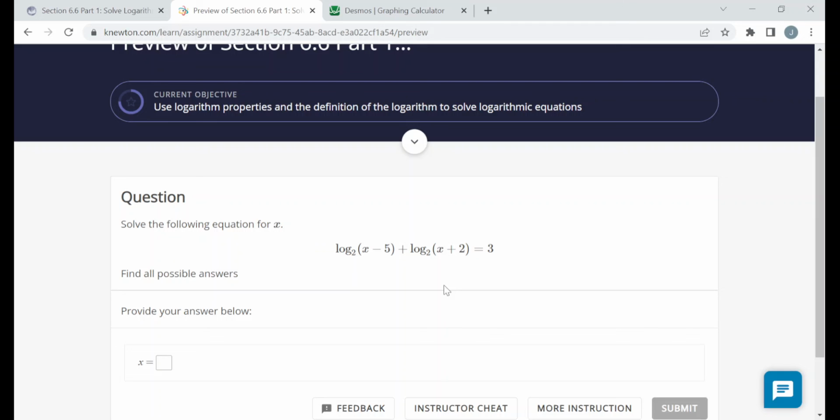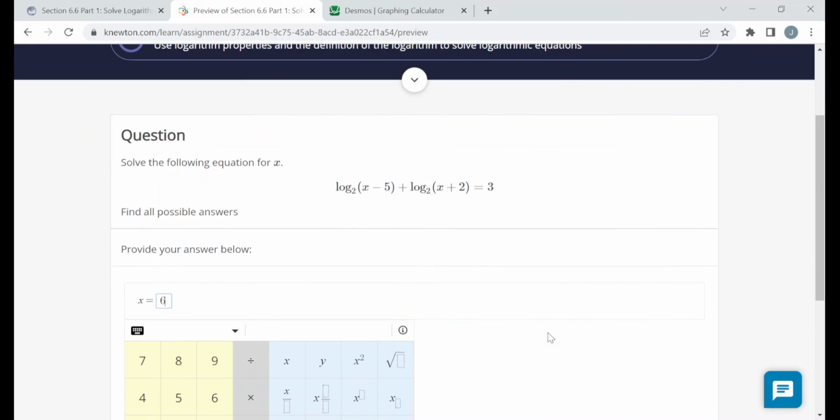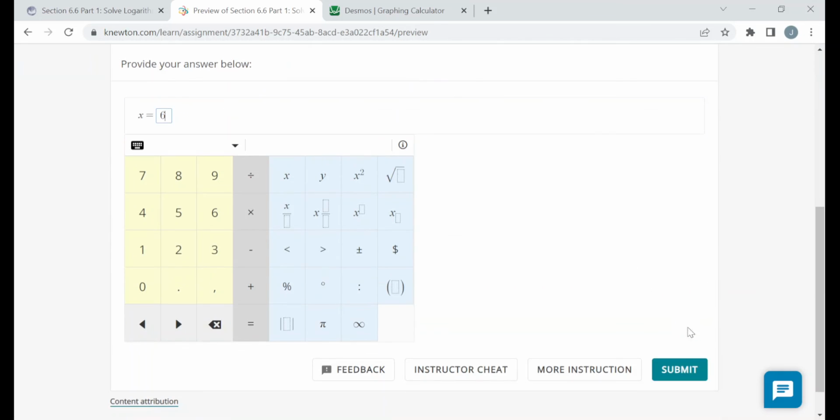x minus 6 times x plus 3 equals 0. x equals 6 or negative 3. 6 works. Negative 3 would be a bad choice for x because you have negative numbers inside. So the only solution to this one is 6. And again, with some practice, you might be able to get quick at these. But write it out if you wish. It doesn't matter.